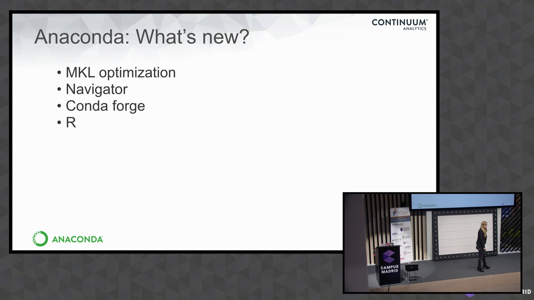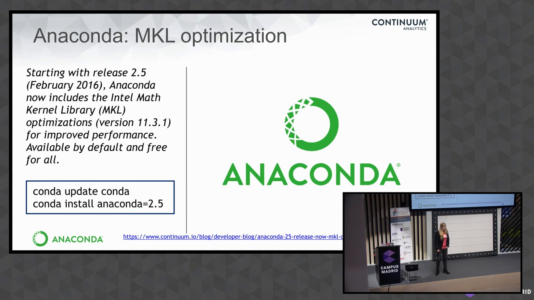What's the newest thing that's happening in Anaconda? We have MKL optimization, Navigator, Conda Forge, and R. Starting from the February release, Anaconda 2.5 comes with the MKL optimization library by default, which used to be a paid service. Now it's free for all, and improves performance roughly by 7 times. It's available by default and free for everyone. You can just conda update conda and get the 2.5. There's a newest release that we bumped to 4.0, and that's also going to have the MKL optimization.